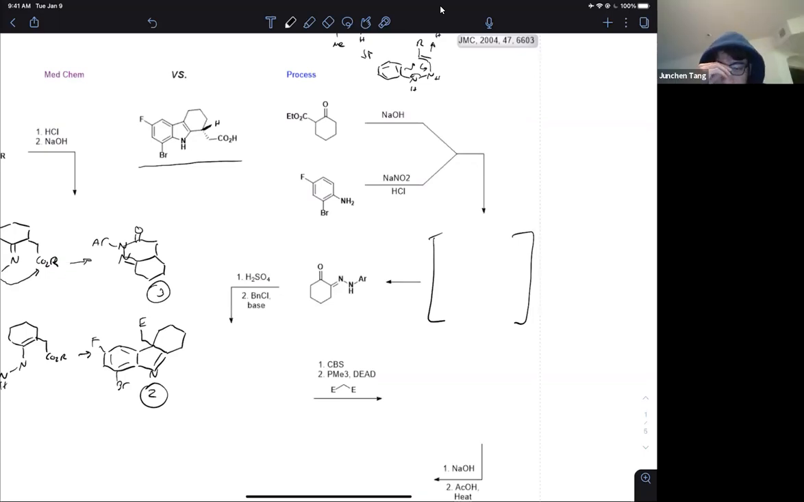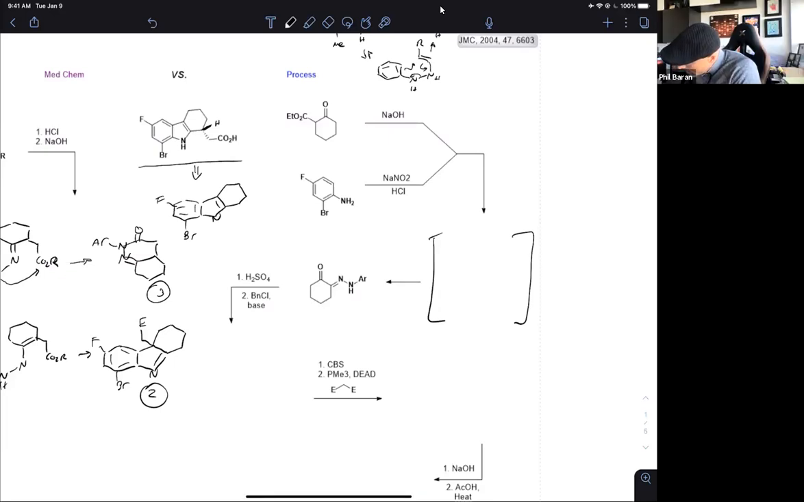Yeah, the demand is how to make the enamine selectively. So what we try here, first step should be make the tertiary hydrazine. Well, just give me a disconnection. I want to understand, Junchen, how am I to address that stereocenter?